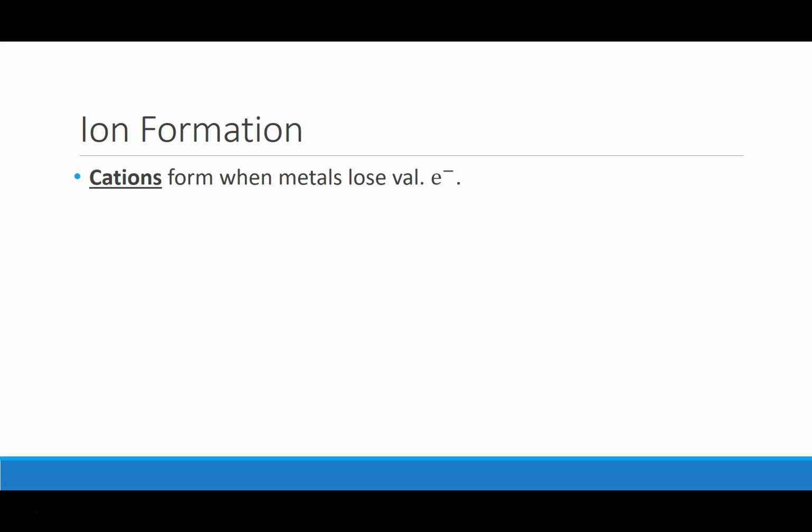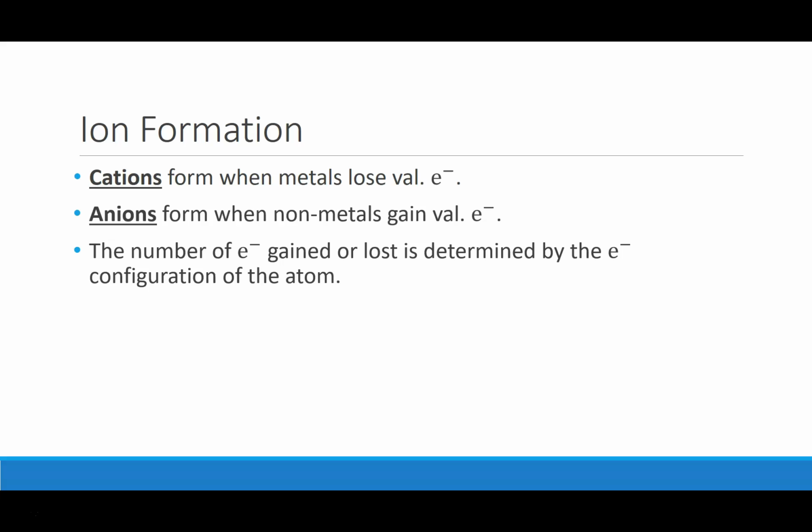To understand ionic bonding, we need to first review how ions are formed. Cations are positive ions that form when metal atoms lose valence electrons. Anions are negative ions that form when nonmetal atoms gain valence electrons. The number of electrons that are gained or lost depends on the electron configuration of the atom. Remember that the atoms are trying to achieve noble gas electron configurations, and gaining or losing electrons is the method for achieving that complete valence shell.